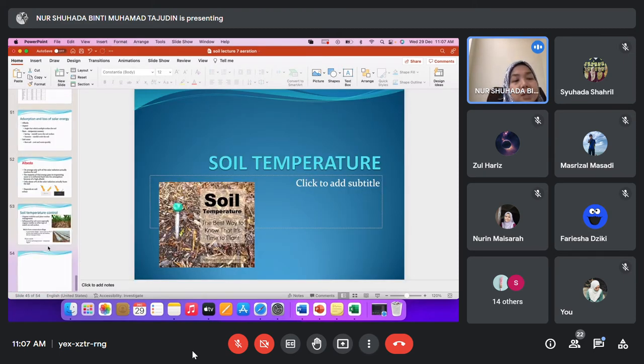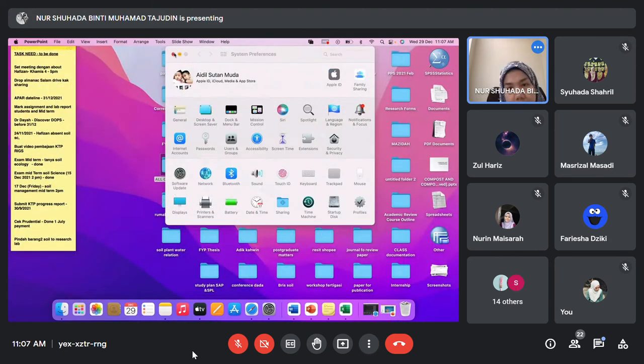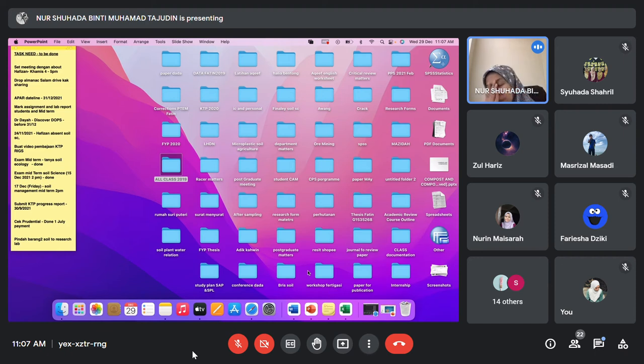Lagi sikit je, soil temperature je. Sekejap je. Soil temperature ni pun sikit je sebenarnya, because kita tak berapa involved dengan soil temperature. Okay, take 5, eh?